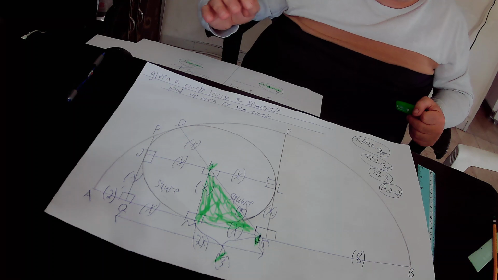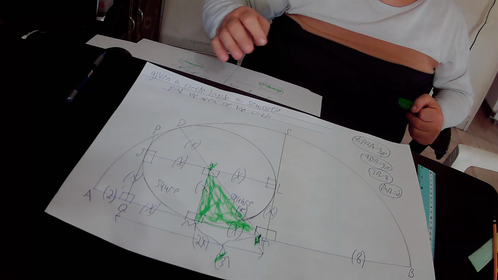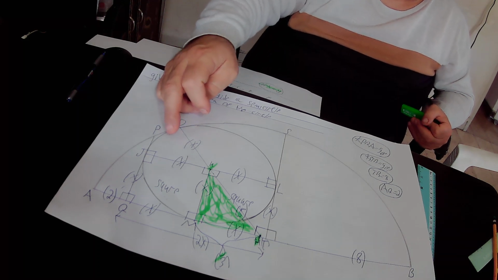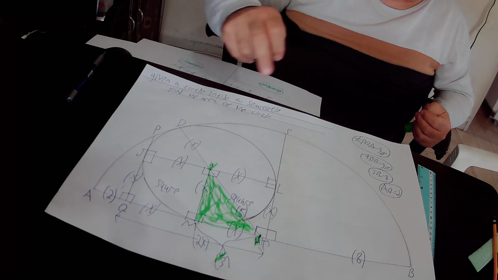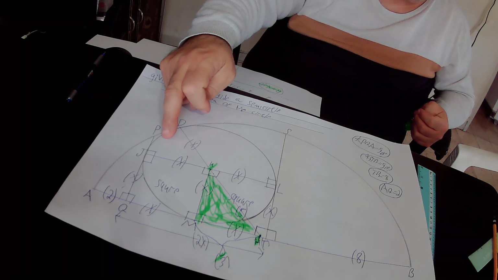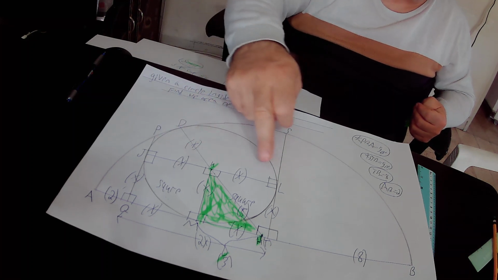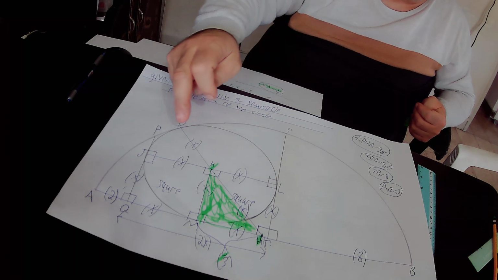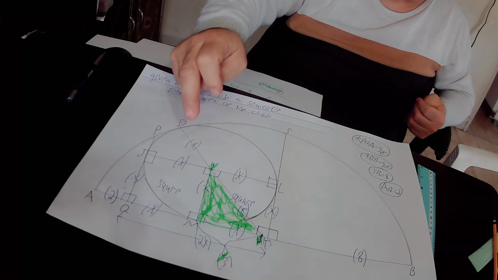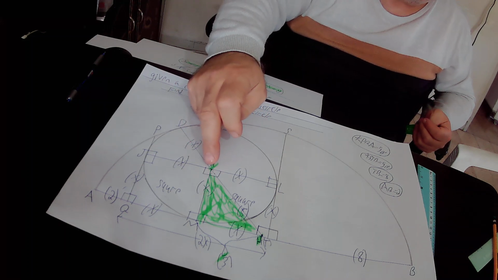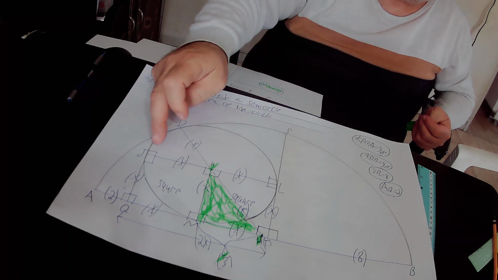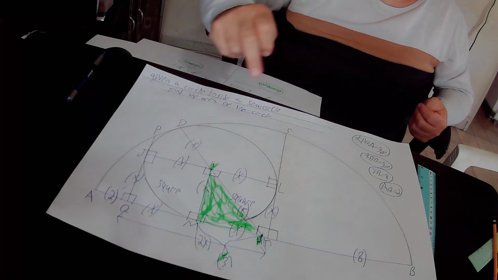In the next step, we actually found out that, repeat again, JL is the diameter of the semicircle. JL is a straight line that touches the circle because this angle equals 180 degrees.